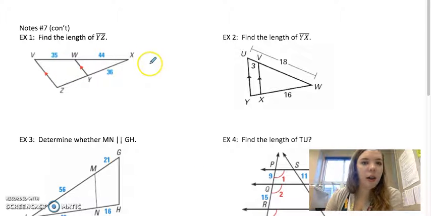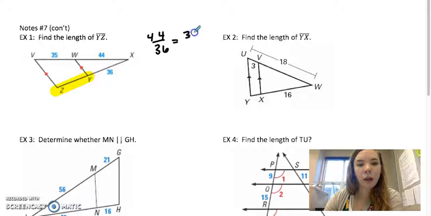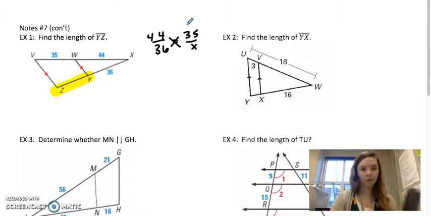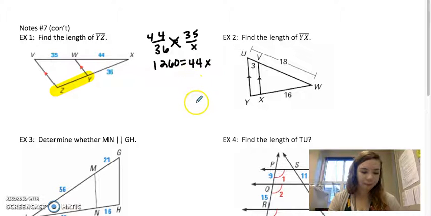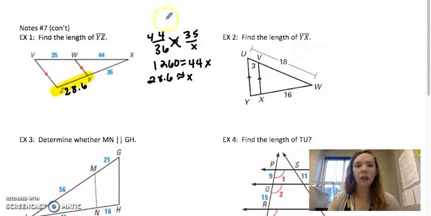All right, find the length of YZ. So let's highlight what we're looking for. So I can do 44 over 36 equals 35 over x. So we have 1260 equals 44x. So x is approximately 28.6. So that is rounded. It was a long decimal. That's okay.